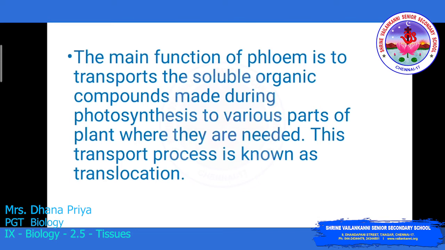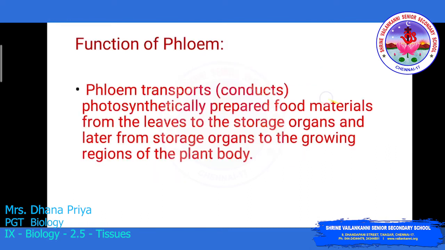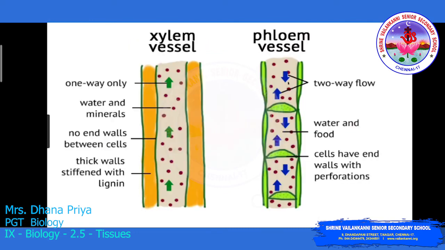The main function of phloem is to transport the soluble organic compounds made during photosynthesis to various parts of the plant where they are needed. This transport process is known as translocation. So what is the function of phloem? Phloem conducts the photosynthetically prepared food material from the leaves to the storage organs, and later from the storage organs to the growing regions of the plant body.